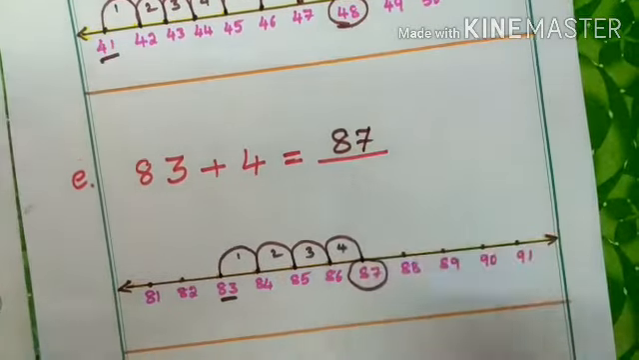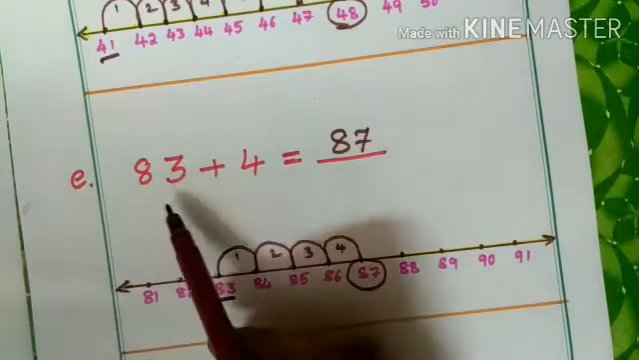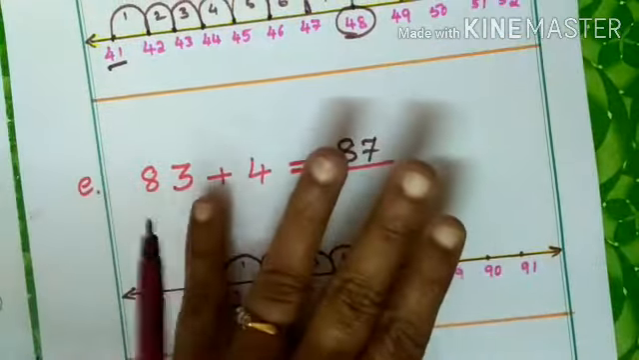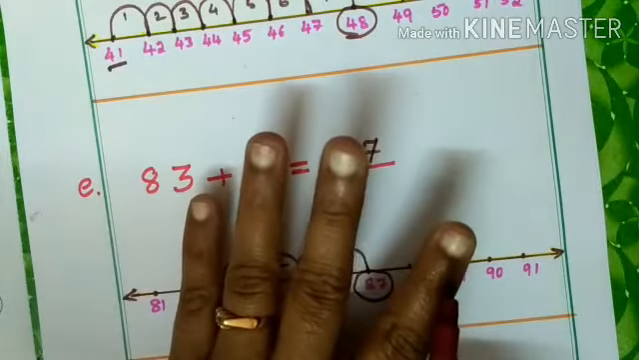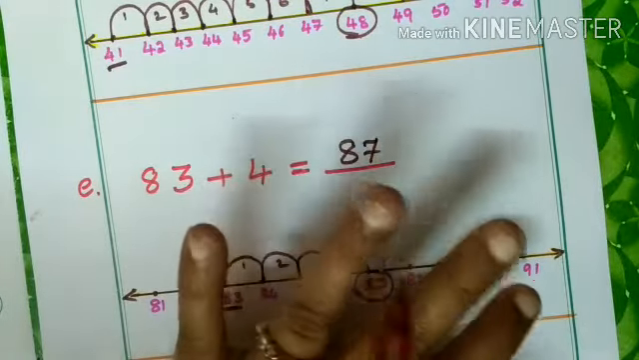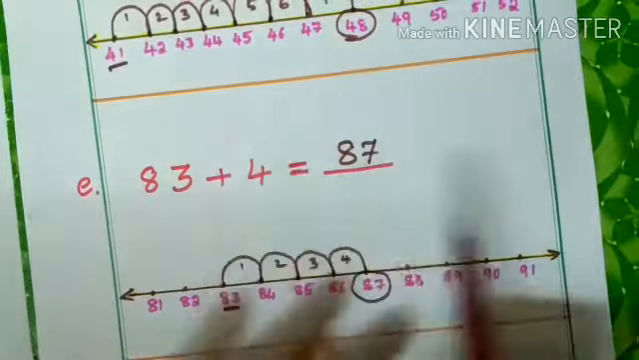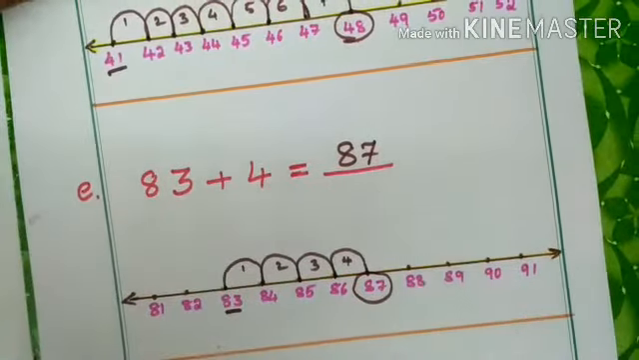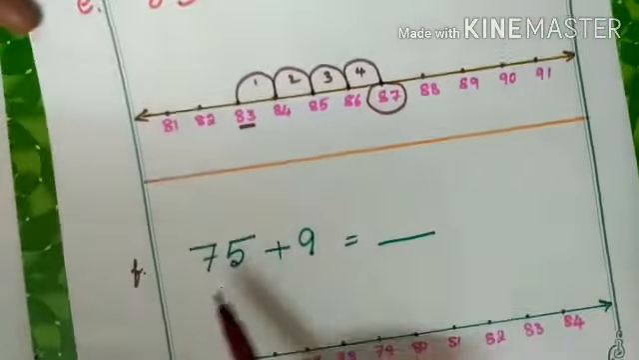Now shall we check it? Again 83 in your mind, 4 in your fingers. Now 83 after 84, 85, 86, 87. 87 is the right answer. Yes. Shall we move to the next sum?